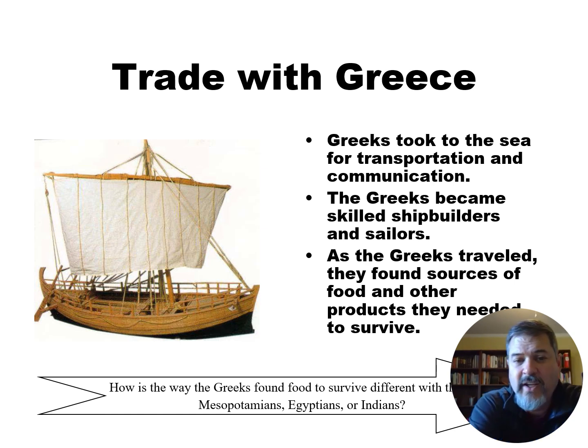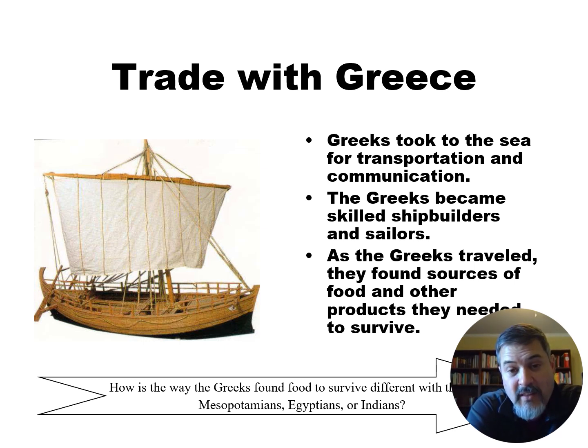Trade with Greece. Greeks took to the sea for transportation and communication. The Greeks became skilled shipbuilders and sailors. As the Greeks traveled, they found sources of food and other products they needed to survive. How is the way the Greeks found food to survive different from the Mesopotamians, Egyptians, and Indians?